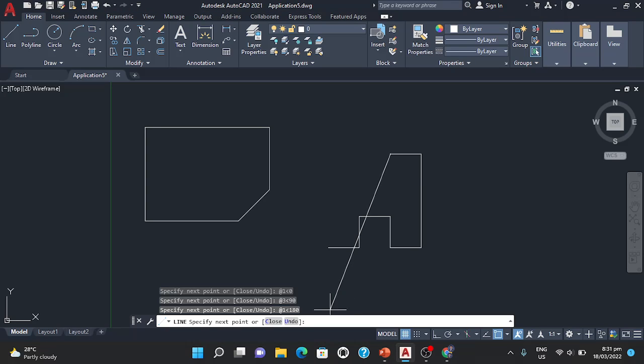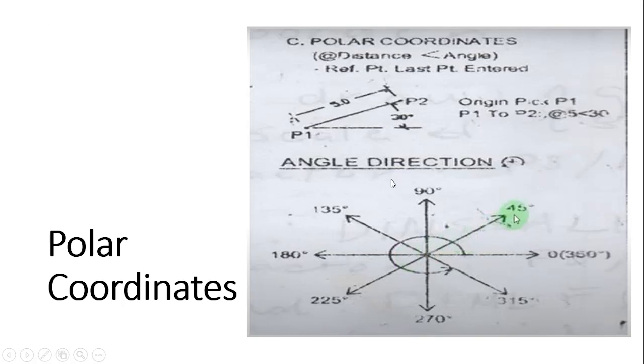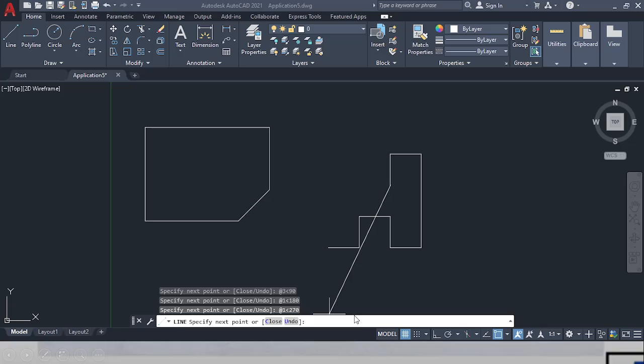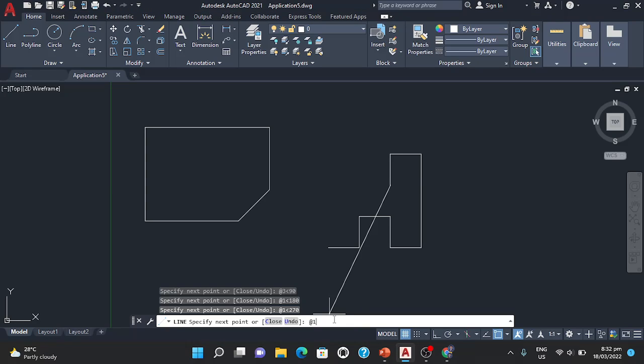H to I has a distance of 1. It is going down, so we have here 270 degrees, based on our angle direction. Next one, point I to point J. It has a distance of 1, and I to J is going to the left, so automatically our angle would be 180.